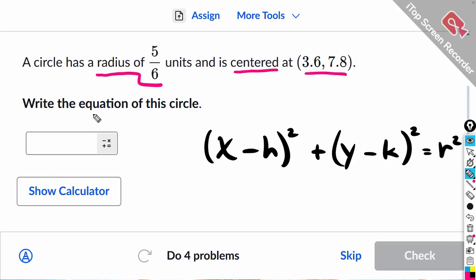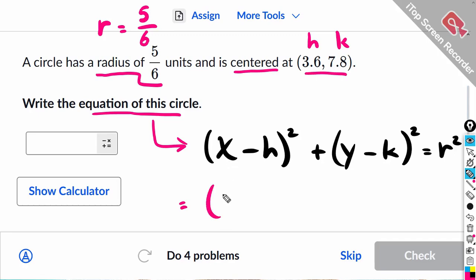So recall that the equation of the circle is in this form, and they gave us the radius is 5/6. So the radius r is 5/6. And the coordinates for the center, these are the xy coordinates. This is h, and this is k. So we are simply plugging those into the equation.